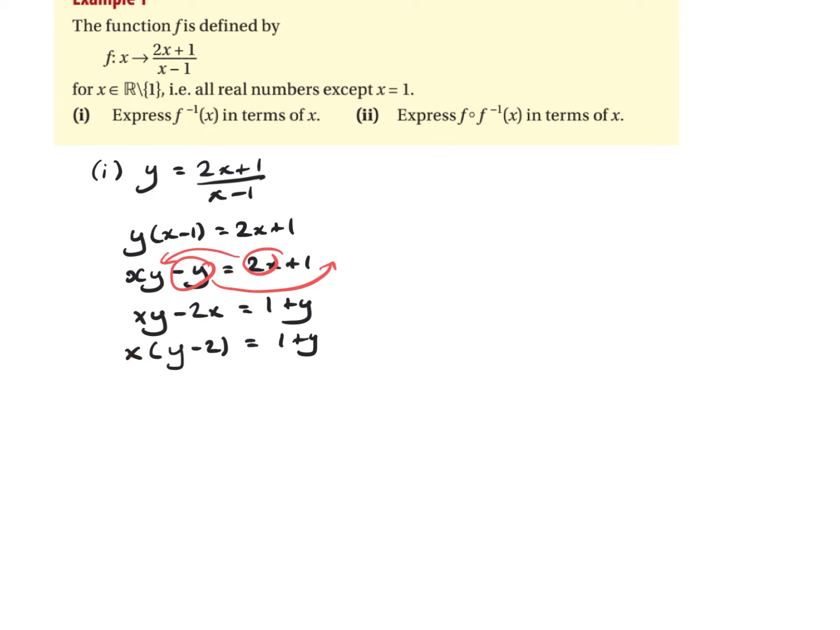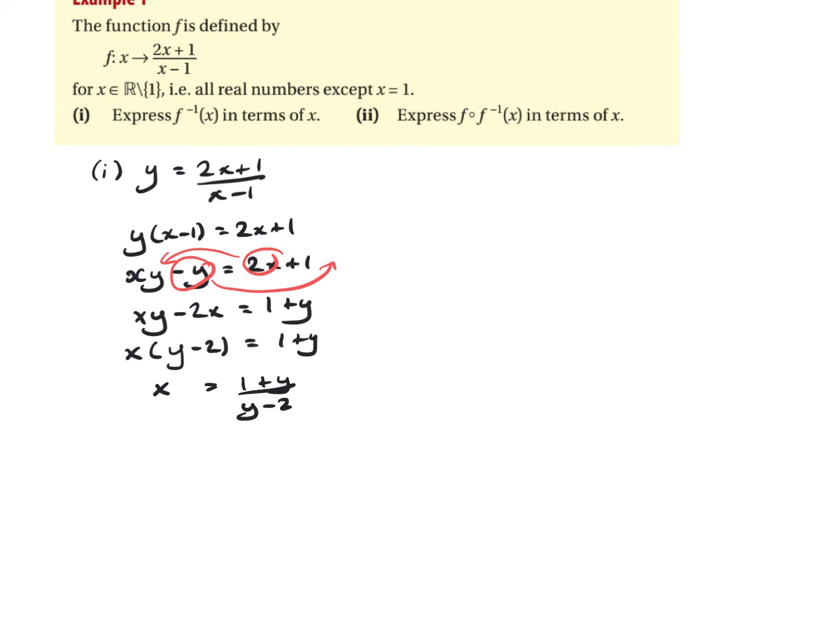I now have x multiplied by this bracket, and I want x on its own. So in order to find x on its own, I have to do its inverse, or its opposite, which means I'm going to divide both sides by y minus 2, which means on the left-hand side, I'm left with the x, and then on the right-hand side, I have 1 plus y divided by y minus 2, and I'm now done.